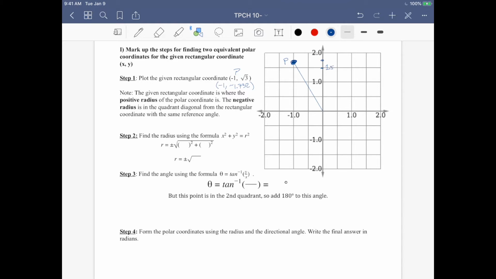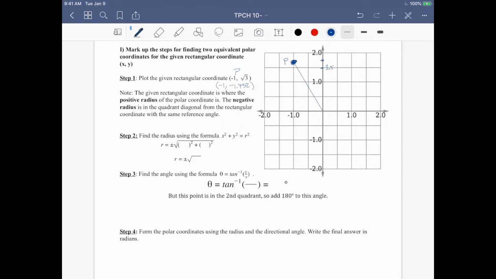Note, the given rectangular coordinate is where the positive radius of the polar coordinate is. The negative radius is in the quadrant diagonal from the rectangular coordinate with the same reference angle. Step 2. Find the radius using the formula x squared plus y squared equals r squared.